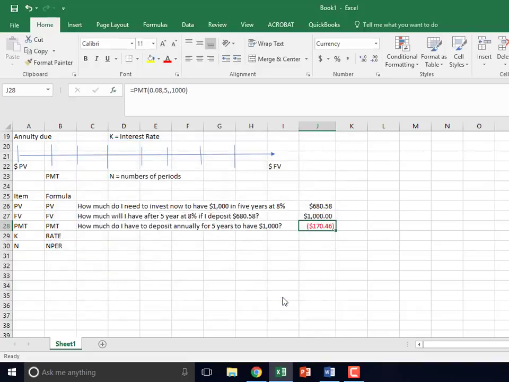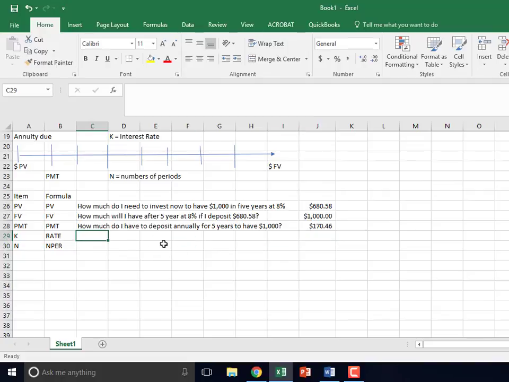The result, $170.46. I can obviously make that a negative. I'm not going to put a negative amount in my bank account. I'm going to put a positive amount in my bank account. So at each of those 5 years, I have to put $170 into the bank account so that at the end I will have $1,000.